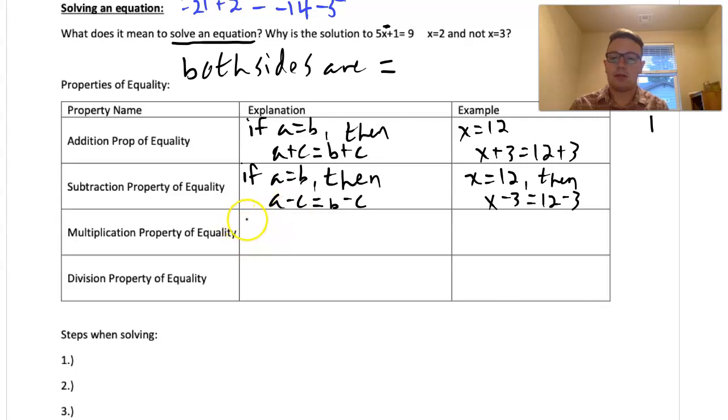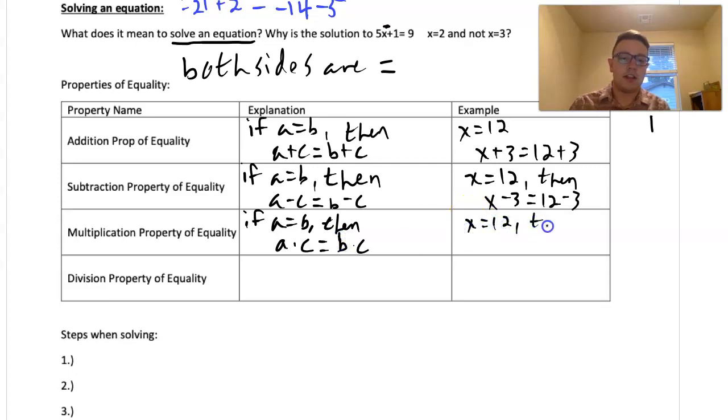Multiplication property, probably can guess it. If we have two numbers that are equal, then multiplying by the same thing will mean they're still equal. So a times c will be the same thing as b times c. Again, if x is 12, then if we multiply x times 3, that's going to be the same thing as multiplying 12 times 3.